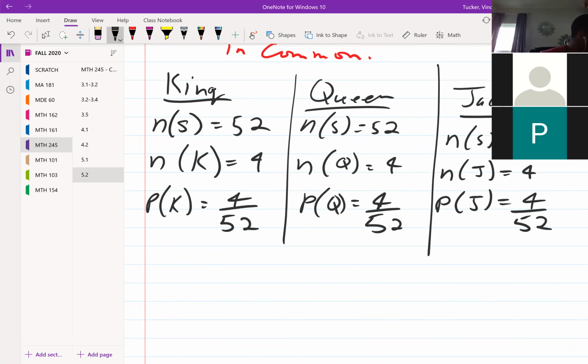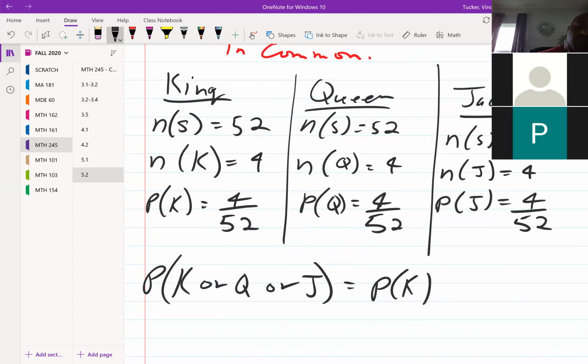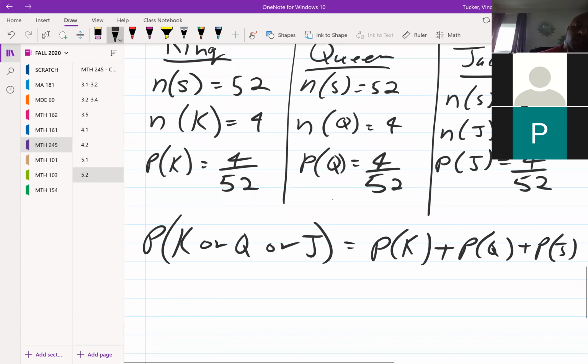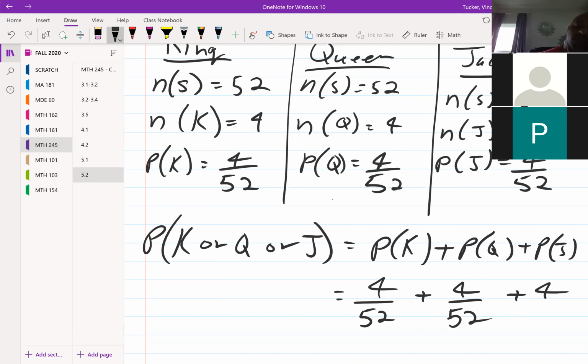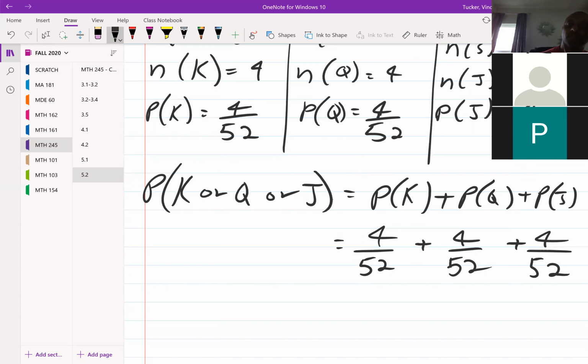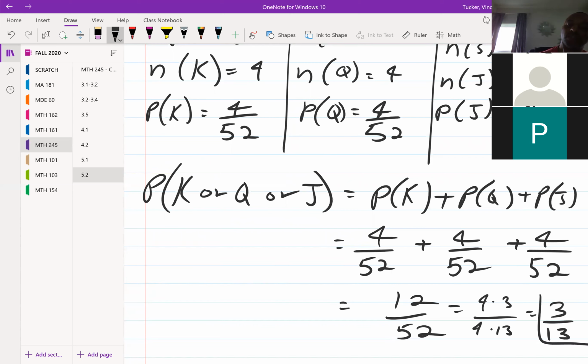Yeah, okay, let's do this. Probability of getting a king or queen or jack. And this will reduce down to 3/13.